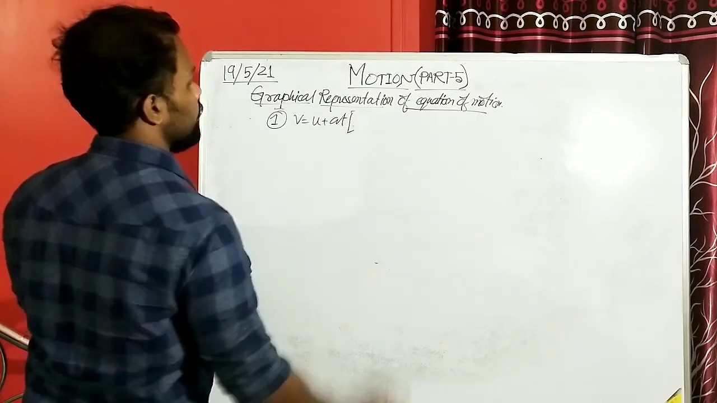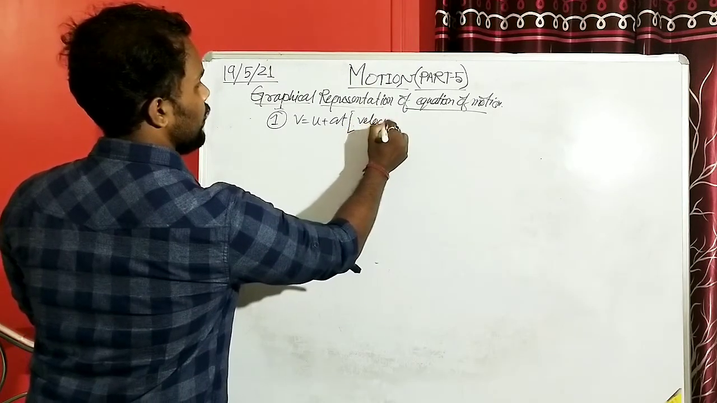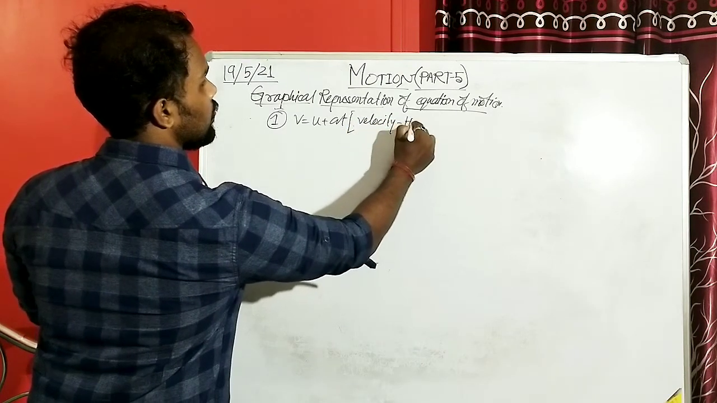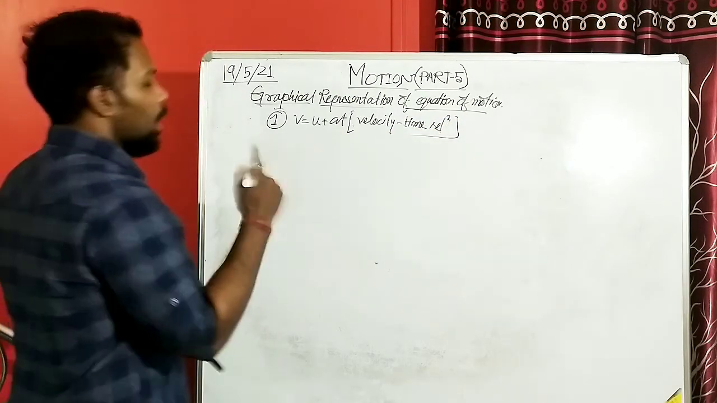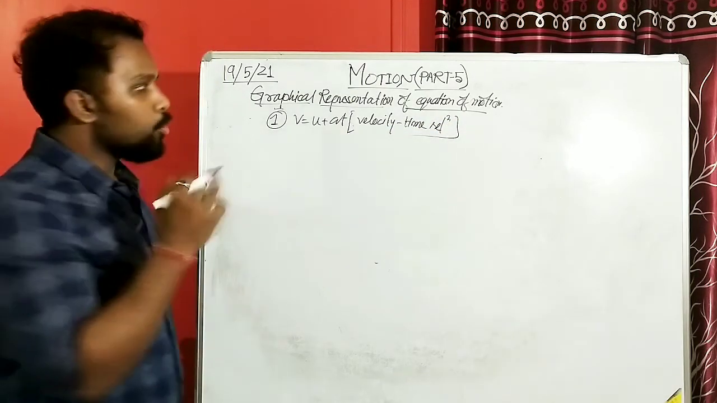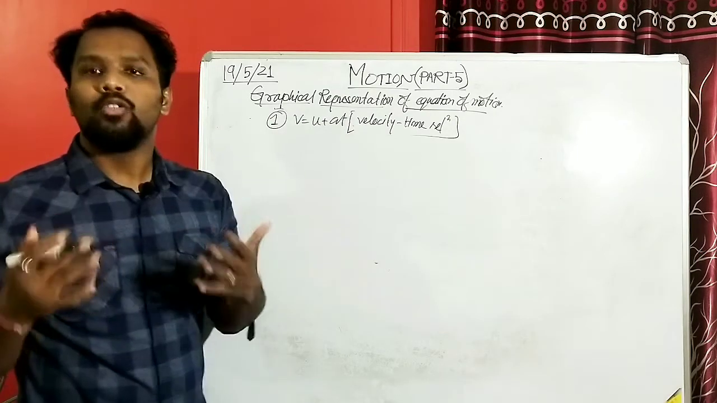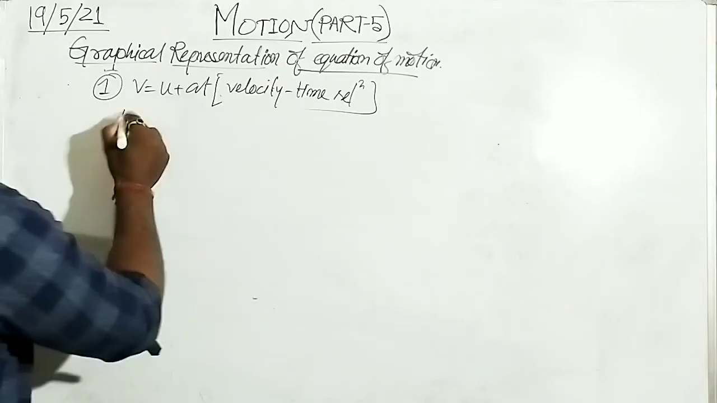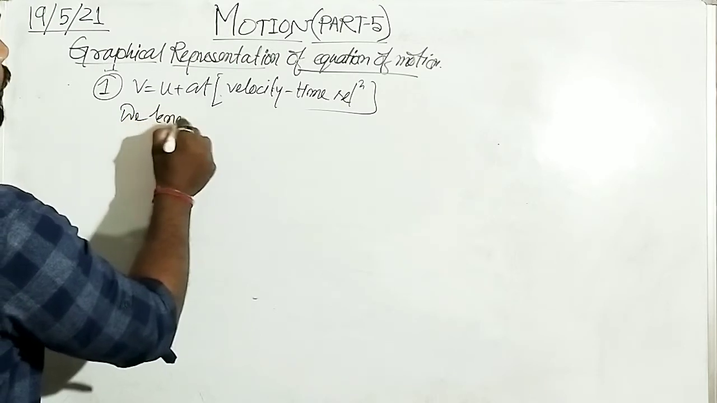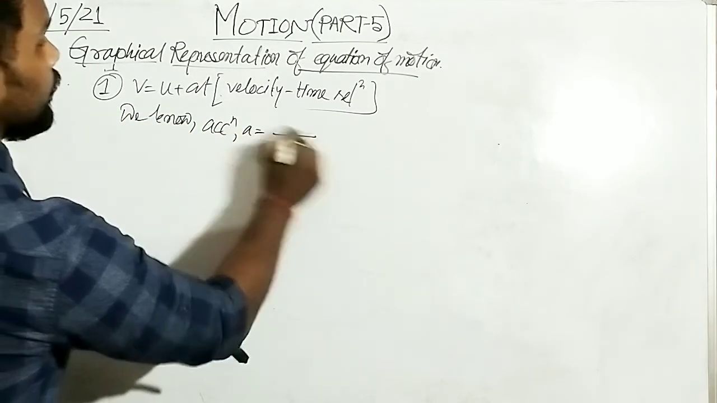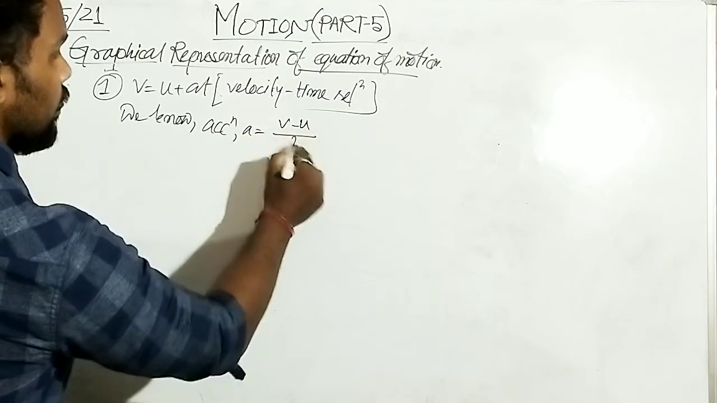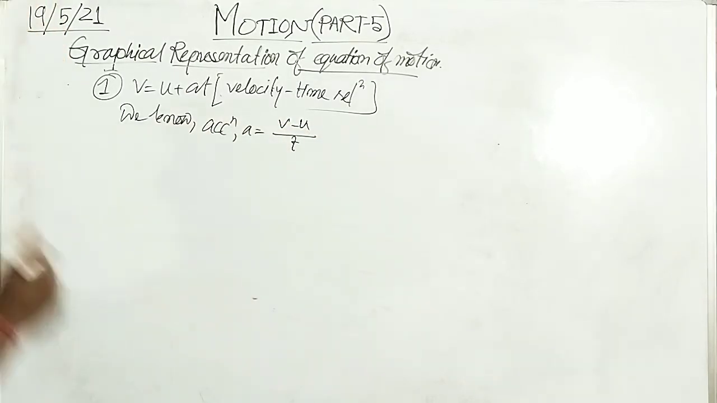Velocity time relation. Okay, how will you start? We have to use some of our concepts. Like we know acceleration a equal to v minus u by t. Simple concept, we know that.